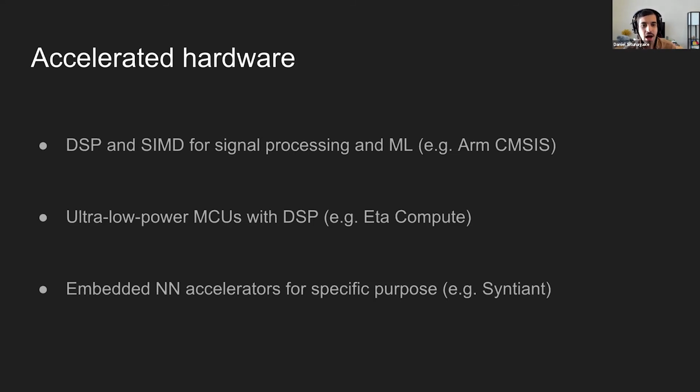Also on the horizon, and these are just starting to become available, are purpose-built accelerators for deep learning models. So for example, Syntiant produces neural network accelerators for specific purposes, and these types of things are starting to become more and more available, and the tooling is becoming available to help you target them.